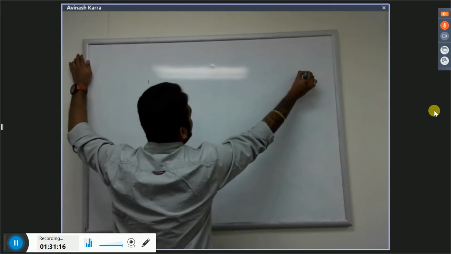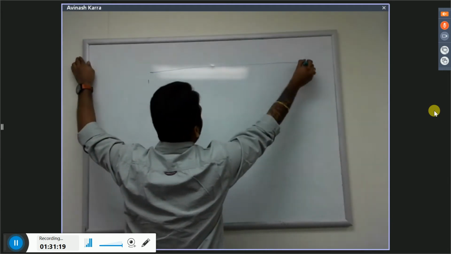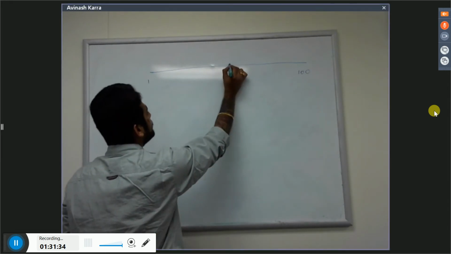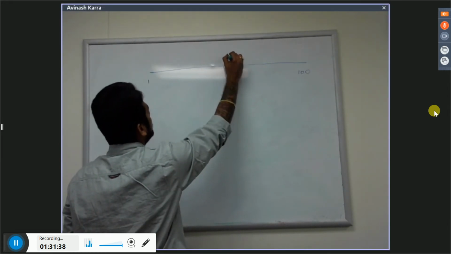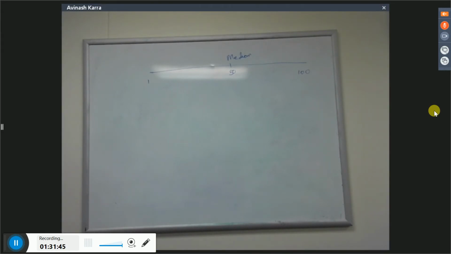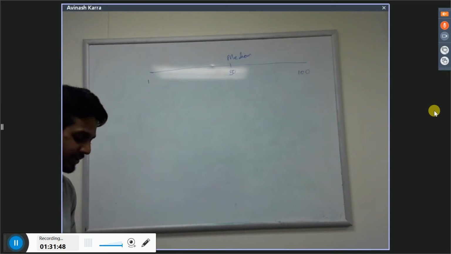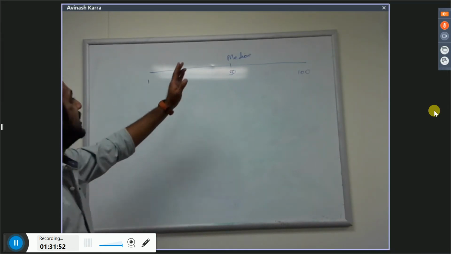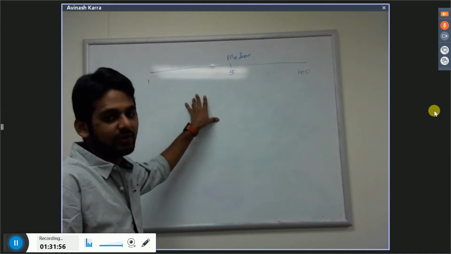Okay, forget about it. Now we know the sequence, right? Normal sequence. Let us take the sequence from 1 to 100. If I want the sequence to divide into 2 equal parts, where should I break it? 50, right? Which is nothing but median. Median divides the given sequence into 2 equal parts, right?